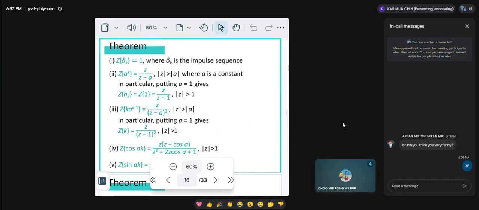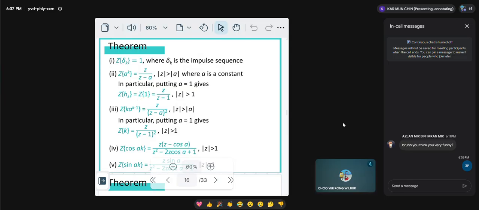I'll briefly go through it. If you do the Z transform of delta K, it will equal 1, because it's an impulse sequence. Remember, just now we saw that it's just a pulse, so you get 1. If you do the Z transform of A to the power of K, it will be Z over Z minus A. In particular, putting A equals to 1, the Z transform of 1, you get Z over Z minus 1.